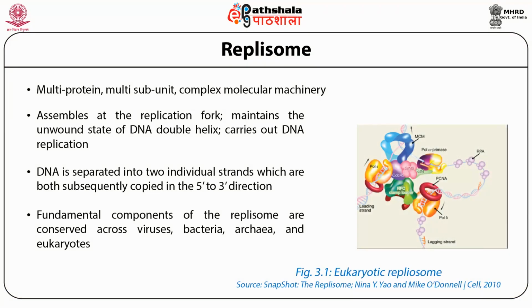Just like prokaryotes, the eukaryotic DNA replication is also characterized by a replication bubble, which is flanked by replication forks at either end. Wherever there is a replication fork, it requires a replisome complex to stabilize it. The eukaryotic replisome complex is a multi-protein, multi-subunit complex molecular machinery which exhibits at least two distinct functions. On one hand, it maintains the unwound state of the DNA double helix and stabilizes the replication fork. On the other hand, it carries out DNA replication simultaneously.